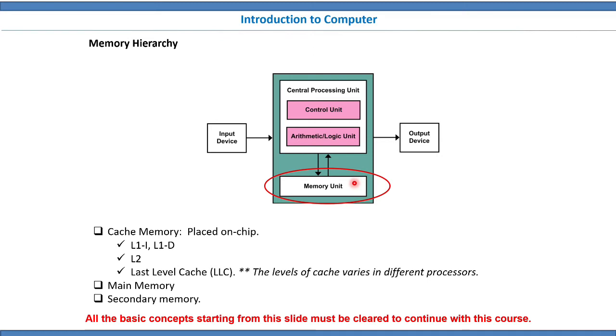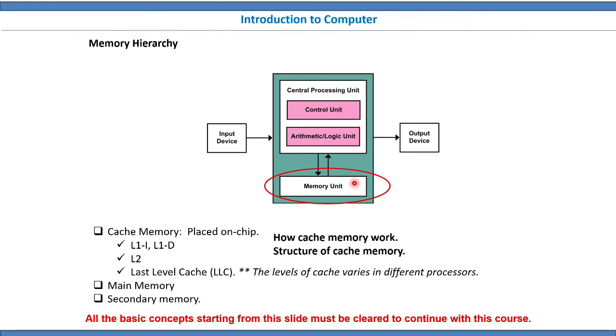Many times in this course I'll use this term LLC. If a particular processor has only two levels of cache, then L2 is the LLC. If there are three levels of cache, then L3 is the LLC. In a modern processor like the i9, there are four levels of caches, so L4 is the LLC in that case. Main memory means the RAM of your computer. Secondary memory, as I said, is the hard disk of your computer.